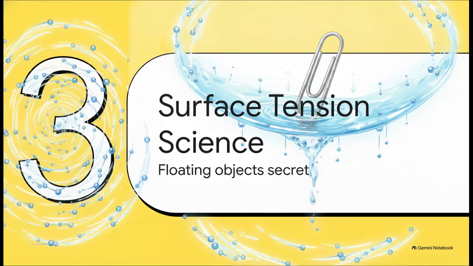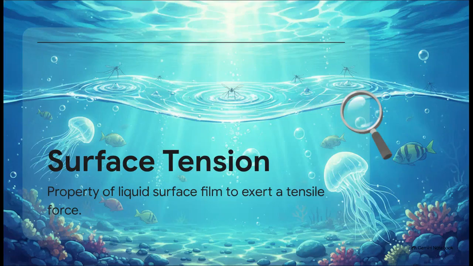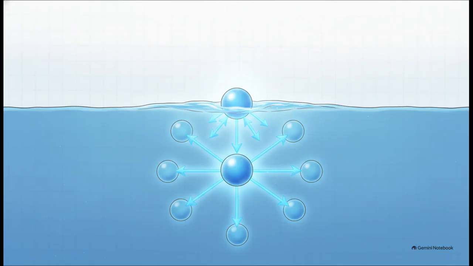Next up, Section 3. The science of surface tension, unlocking the secret of floating objects. The big takeaway here is that surface tension acts kind of like a microscopic trampoline. Think of it as a stretched elastic membrane, or a skin covering the fluid. It's the property of the liquid's surface to exert a tensile force that is constantly trying to pull the liquid into a shape with the absolute minimum surface area possible. But why does this actually happen? Well, we have to zoom in on the molecules.